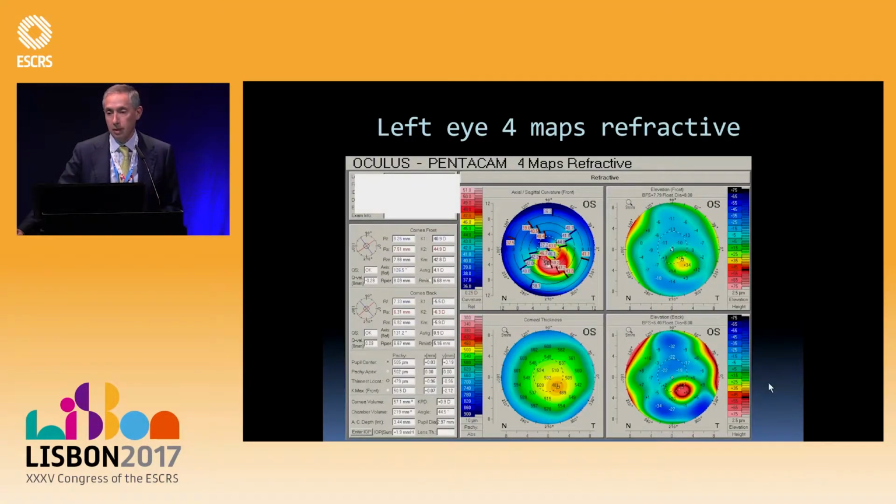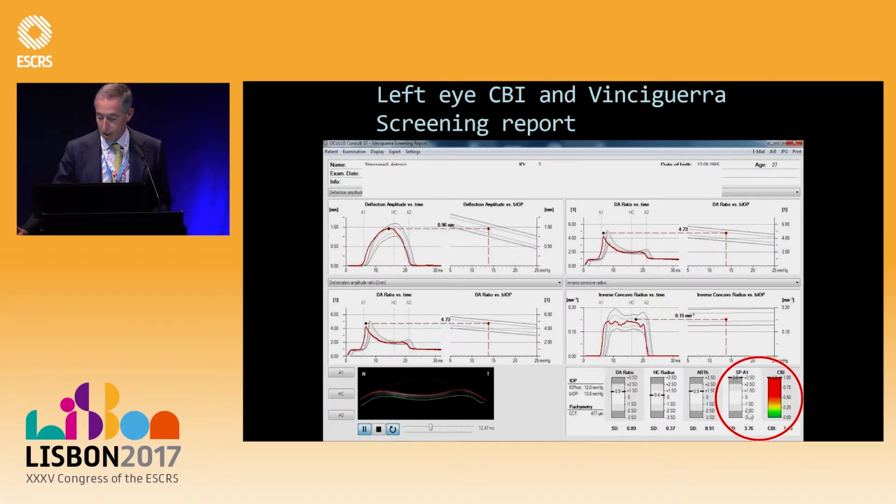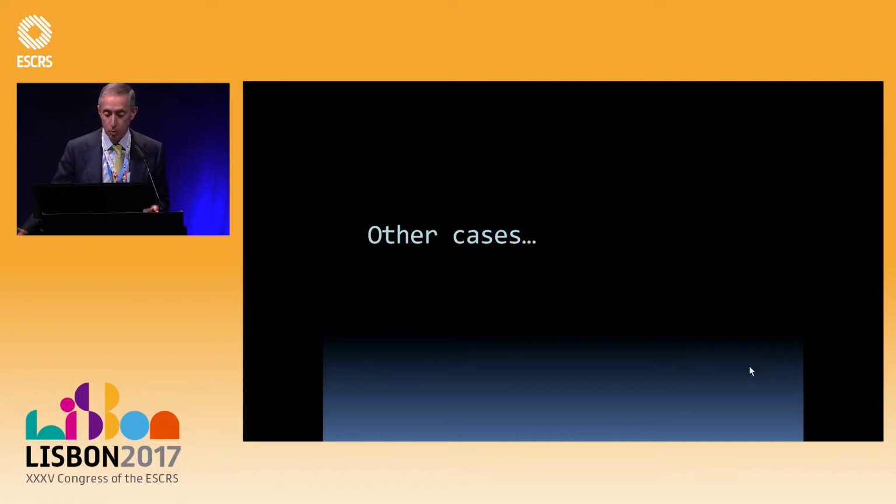Let's see the fellow eye. Why is this so important? Because these eyes, at some stage years before, were in the same condition as the first eye that I showed. So the major point is to identify those risky eyes before they show something in topography. And you see the Belin-Ambrosio of the fellow eye is clearly pathological, and also the biomechanical indexes show pathology.